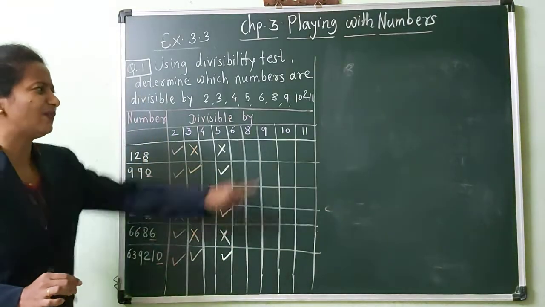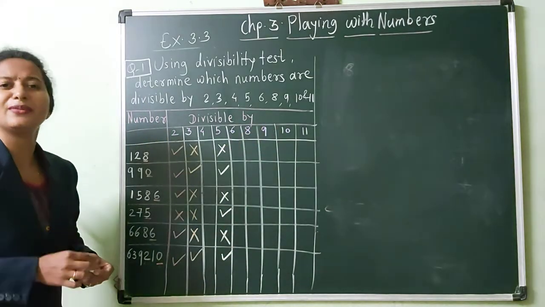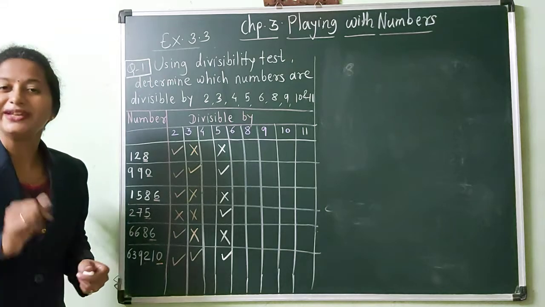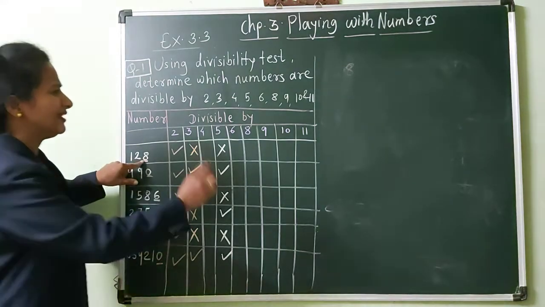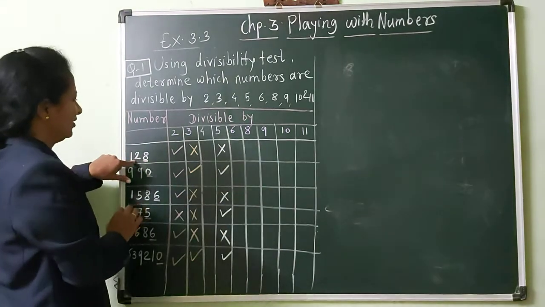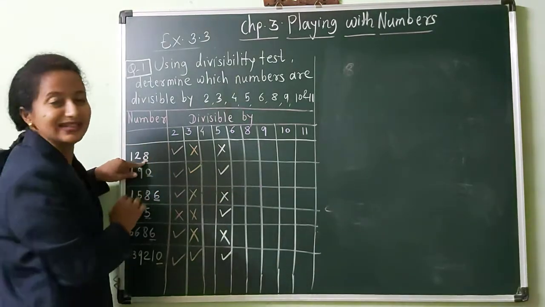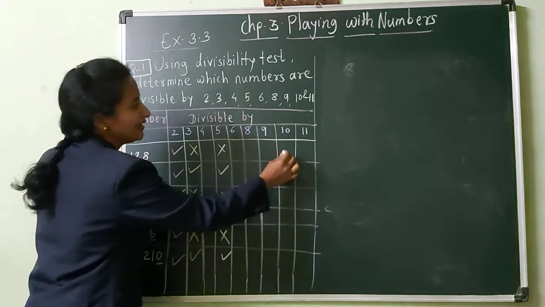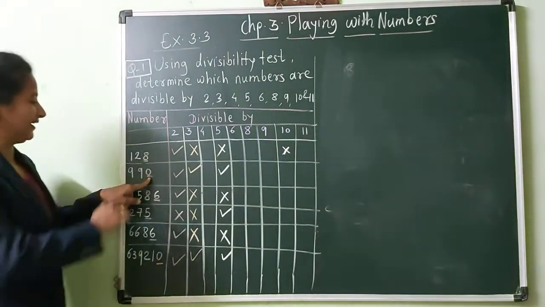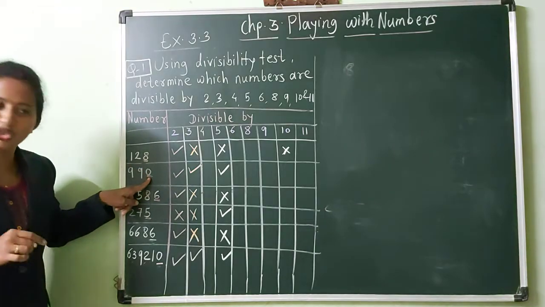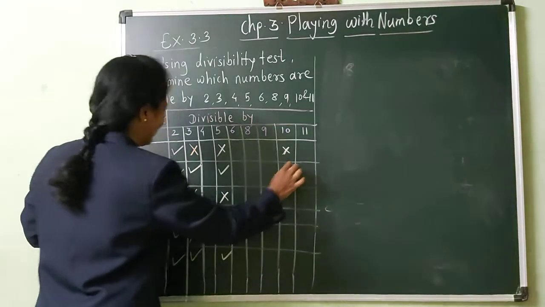Now a very simple test for 10 also. For 10 also you have to check the ones place digit. If it is 0, then that number is divisible by 10. So we'll take the first simple example. 128, ones place digit is 8. So this number is not divisible by 10. Here you can see in 990 the ones place digit is 0. So this number is divisible by 10.